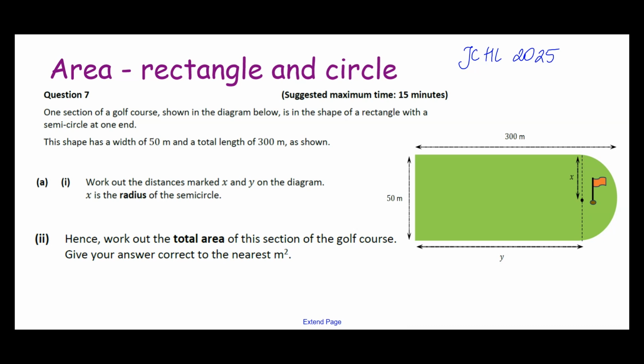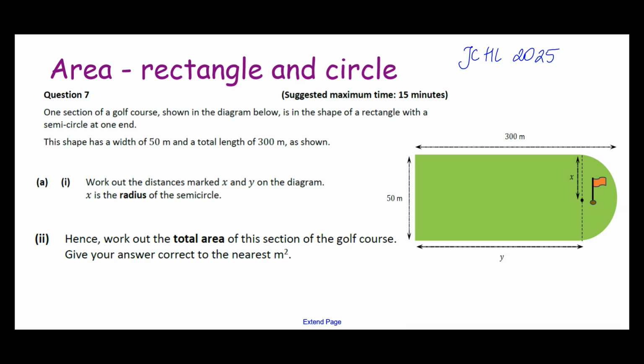Let's have a look at area, and in this case, rectangle and circle. One section of a golf course shown in the diagram below is in the shape of a rectangle, and we can see the rectangle here, with a semicircle at one end. And that's our semicircle, meaning half a circle. The shape has a width of 50 meters and a total length of 300 meters as shown.